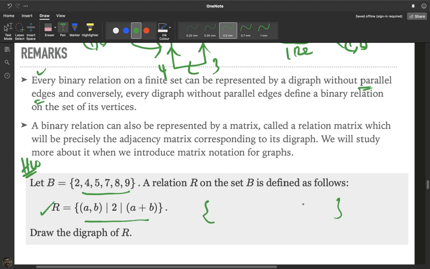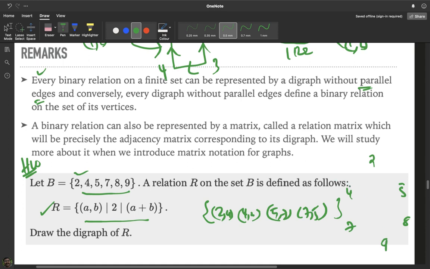For example, I can give you one element. Here 2 and 4 are related because 2 plus 4 is divisible by 2. So I will write 2 4. Again 4 2 will also be related due to symmetry, and similarly 5 and 7 are related, and 7 and 5 will be related. So draw it like that. Write down all the relations possible and then draw the vertices. Your vertices would be 2, 4, 5, 7, 8, 9.